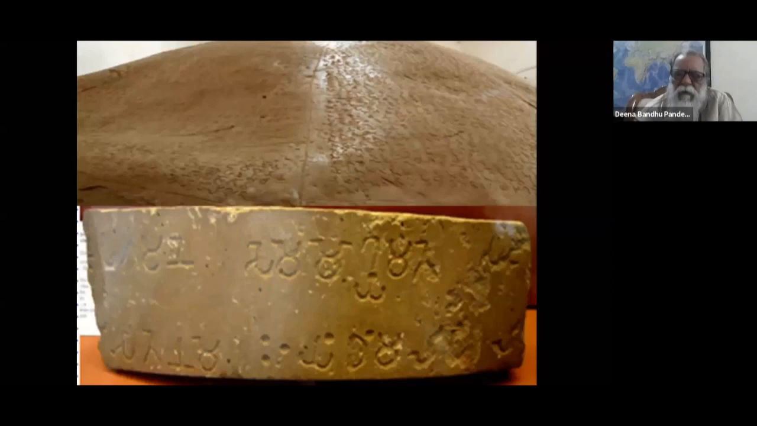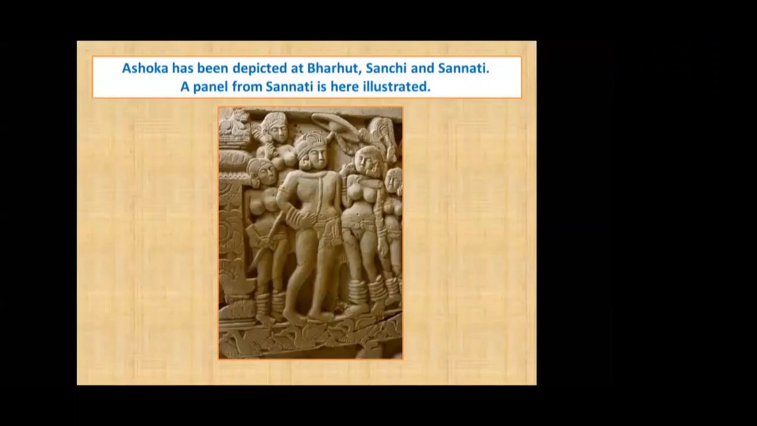Now I show you this picture of Ashok himself, and it is from Sannati. We are discussing Ashok and his works, so I thought it should be better if we also see Ashok in our sculptures. There are three places where Ashok has been depicted. The one is at Bharuch, the second is Sanchi, and this is from Sannati. It was found later, and those two sites were earlier.